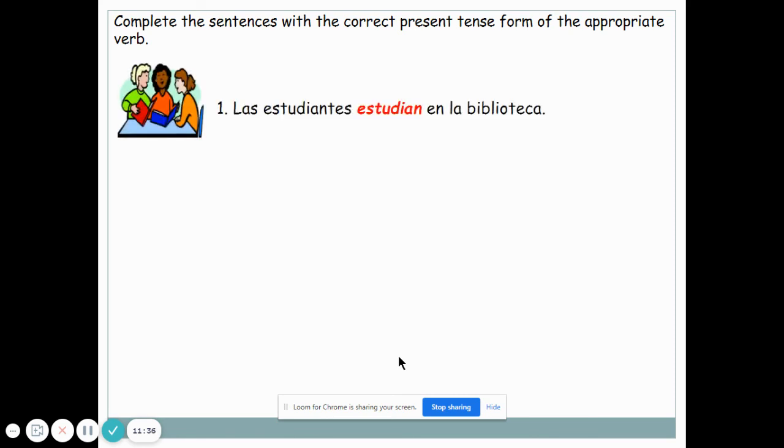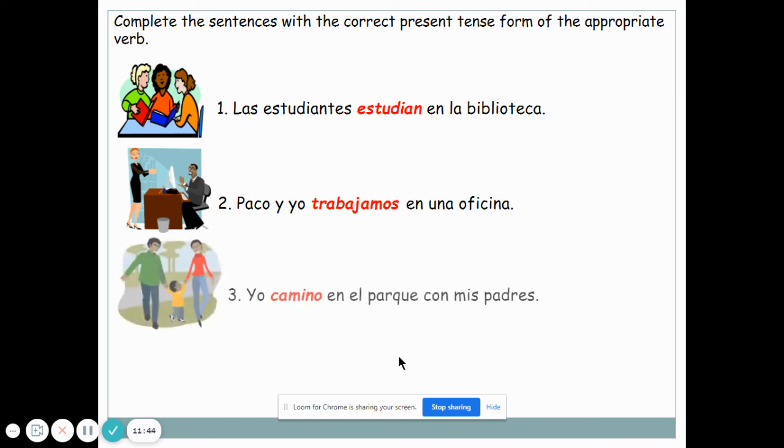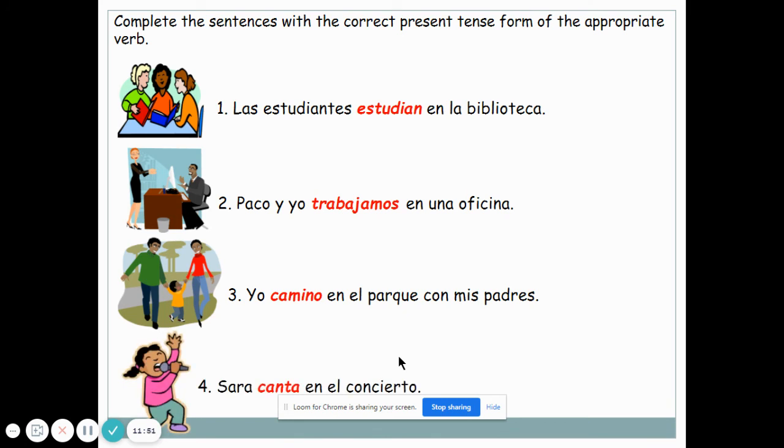These are the answers. Los estudiantes estudian, las estudiantes estudian en la biblioteca. Paco y yo trabajamos en una oficina. Yo camino en el parque con mis padres. Sara canta en el concierto.